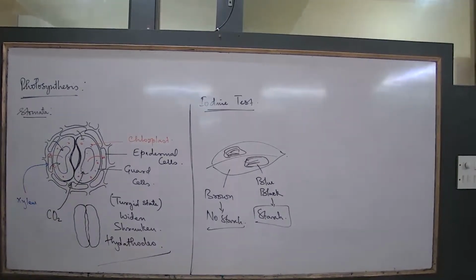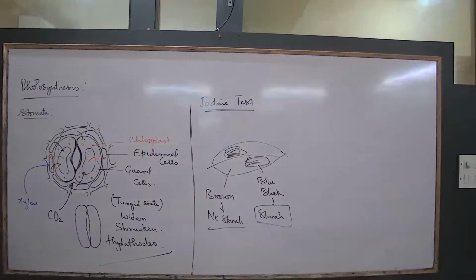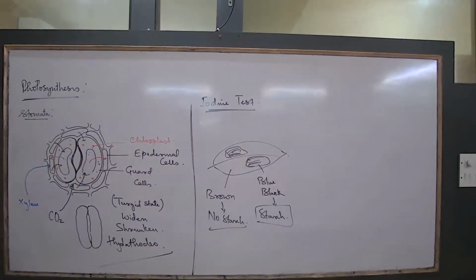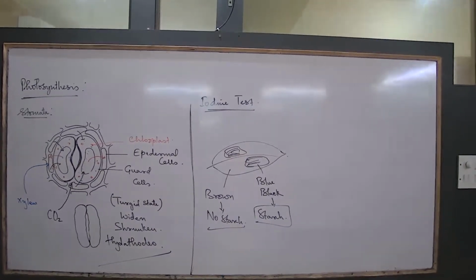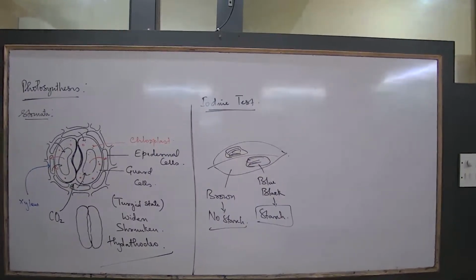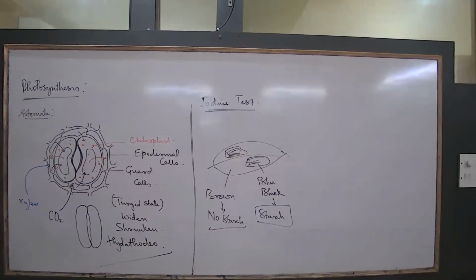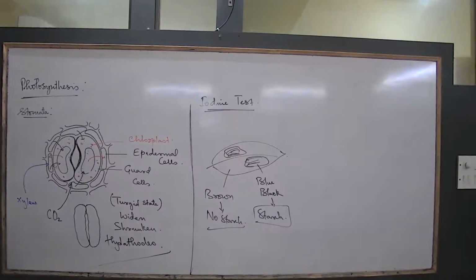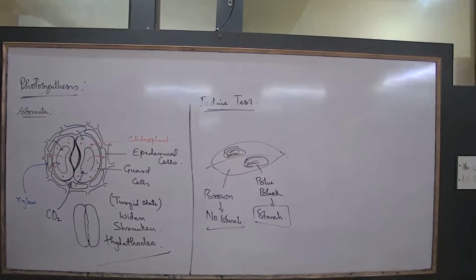So yes, that was the concept of photosynthesis. The next part of the chapter would be nutrition. We go to heterotrophic nutrition. Now, autotrophic nutrition we are already done.